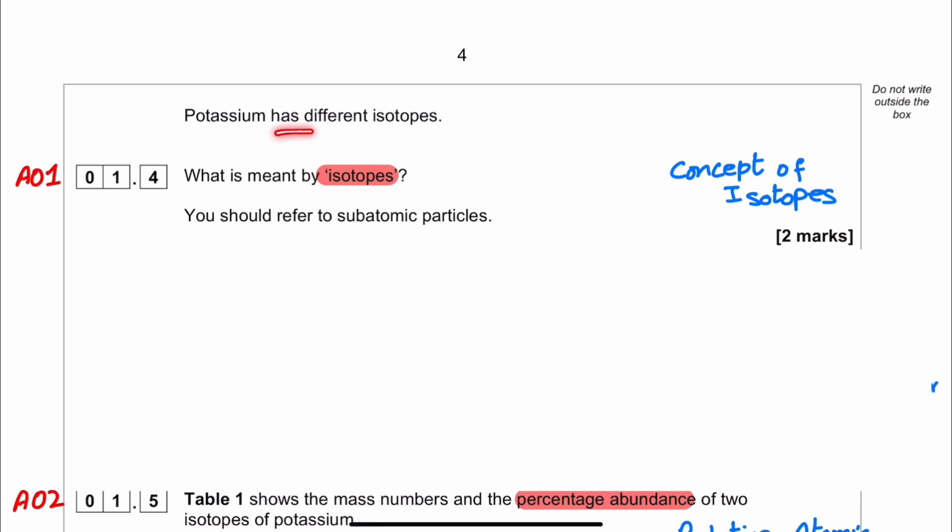Potassium has different isotopes. 1.4 is an AO1 question. The student must remember the definition of isotopes. What is meant by isotopes? You should refer to subatomic particles. So this question is from the concept of isotopes. The students must know the definition of isotopes. Let's see the model answer to explain this question.